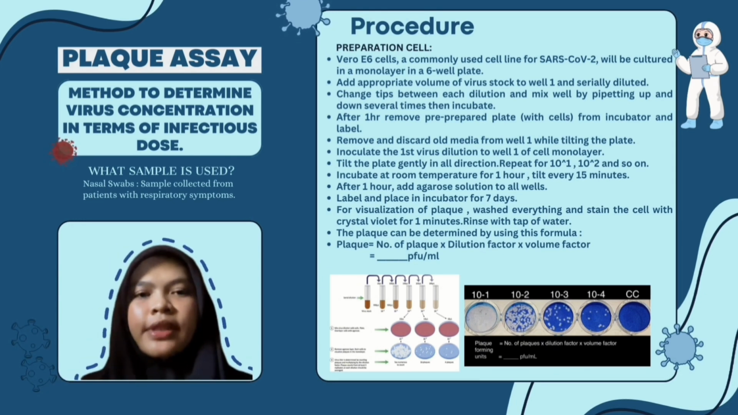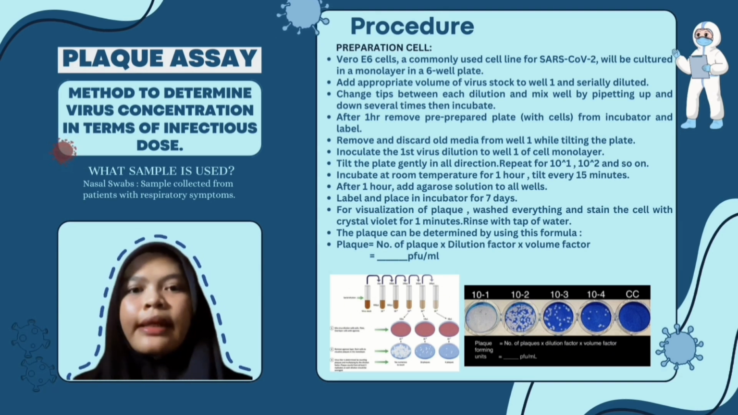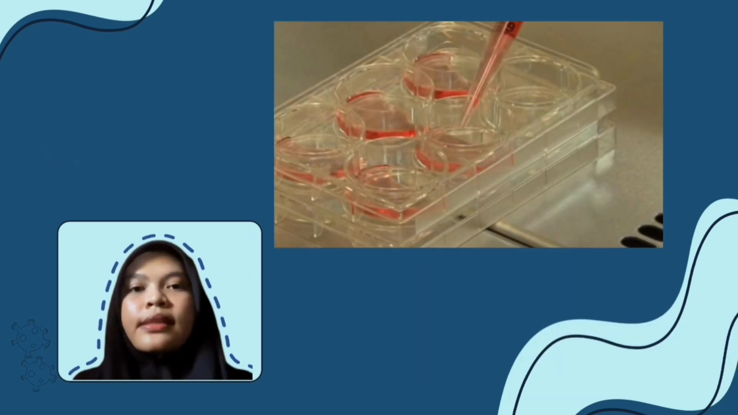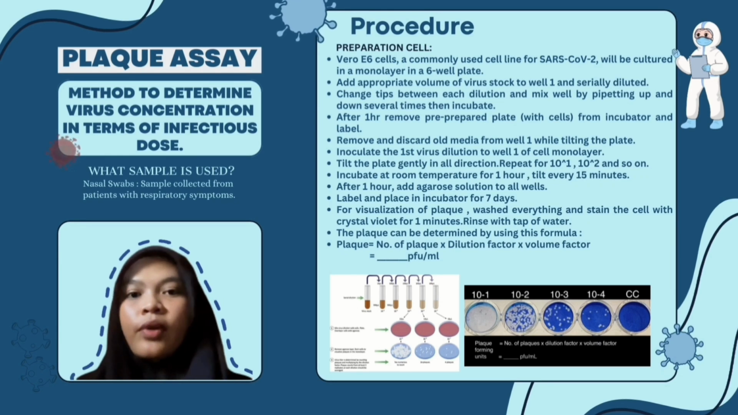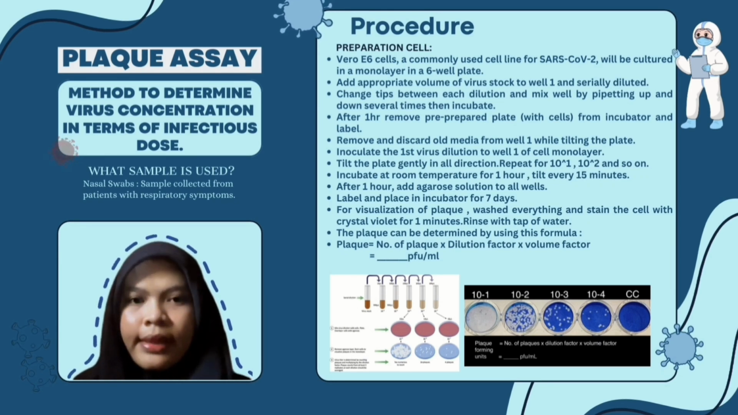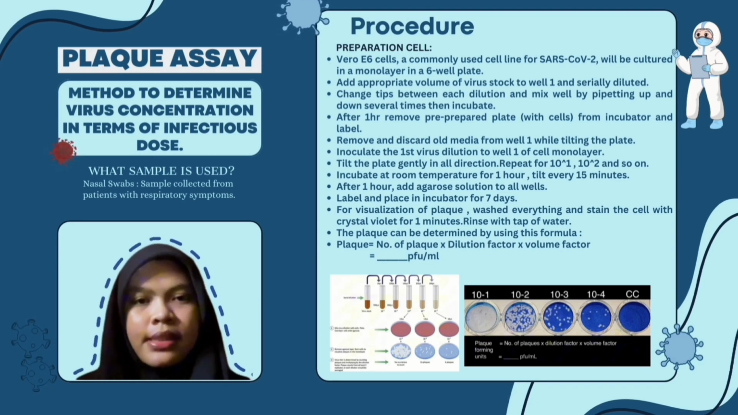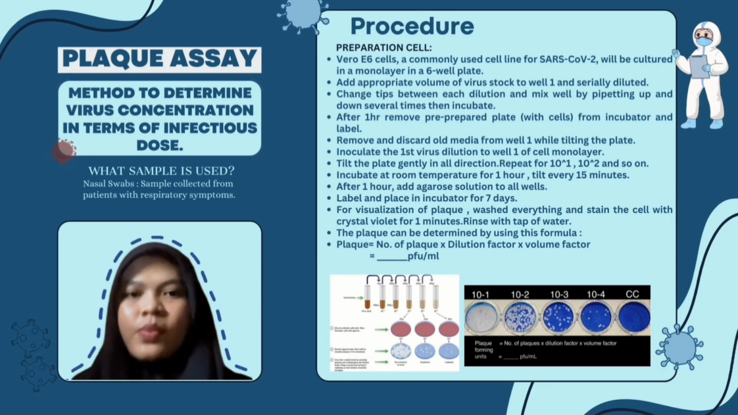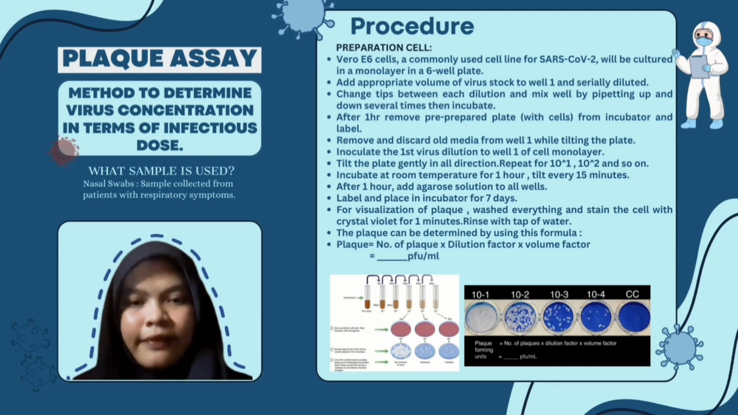The preparation for this technique requires Vero cells, which is the commonly used cell line for SARS-CoV-2, cultured in a monolayer in a 6-well plate. Next, add a virus stock from the nasal swabs to well 1 and serially dilute. Repeat the same step with another well and so on. Change tips between each dilution and mix well by pipetting up and down several times. This is to make sure that there is nothing left in the tip.